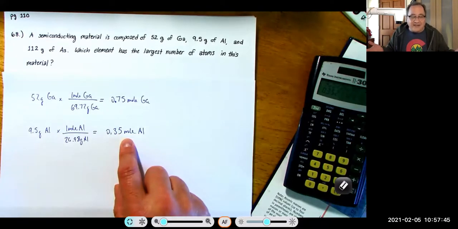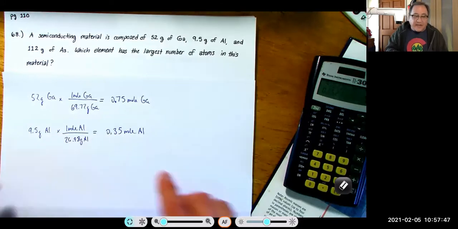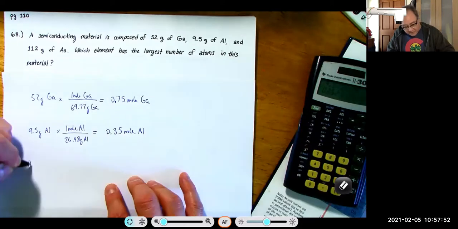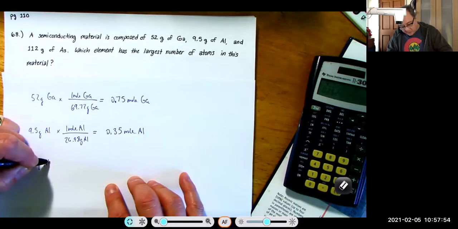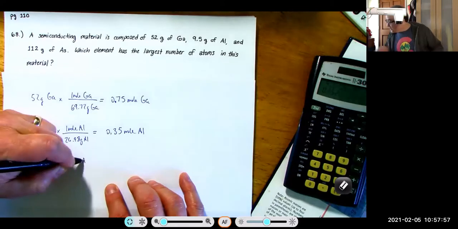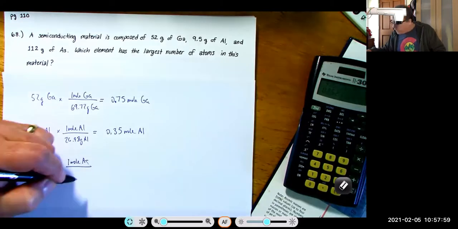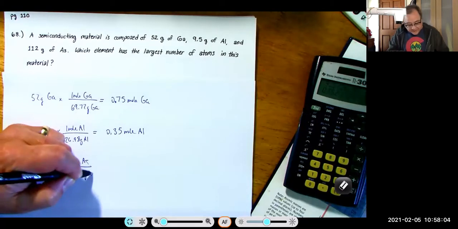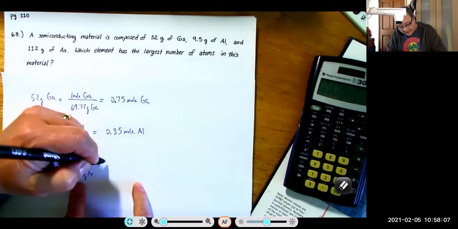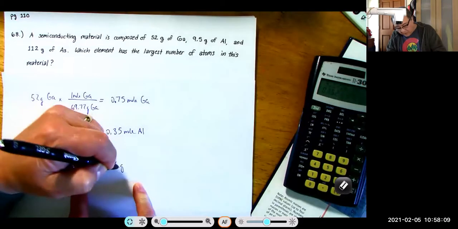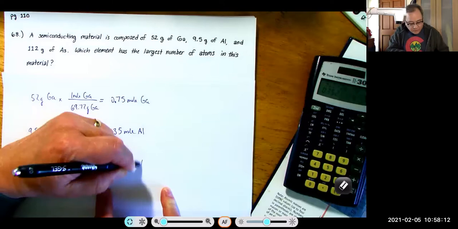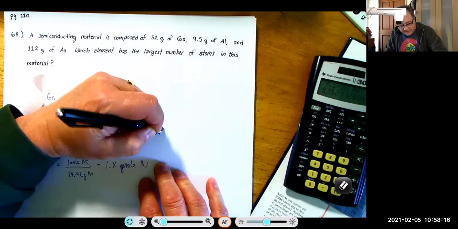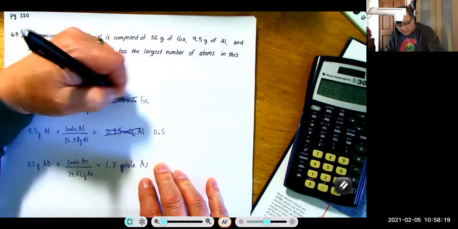So I don't have to calculate atoms. I can say, well, I got more moles of that. That means I have more atoms. And ultimately, if we do the 112 grams of arsenic times 1 mole of arsenic over 74.92 grams of arsenic, can everyone see that this one is going to be 1.x moles of arsenic? And this one, we could say less than 0.5. And this one, we could say between 0.5 and 1.